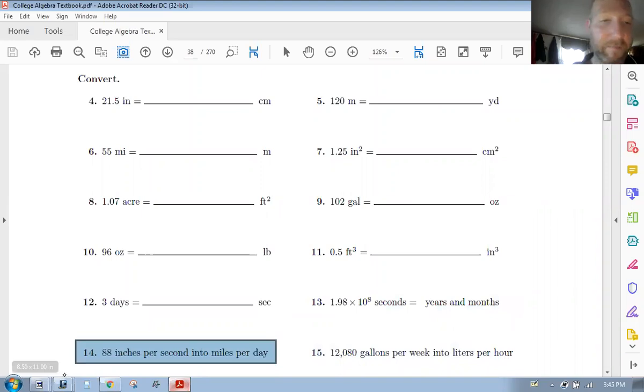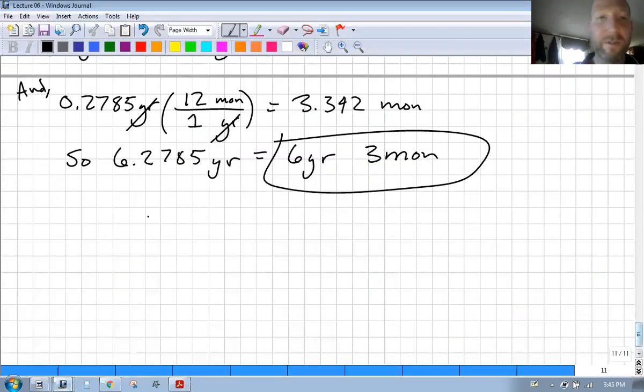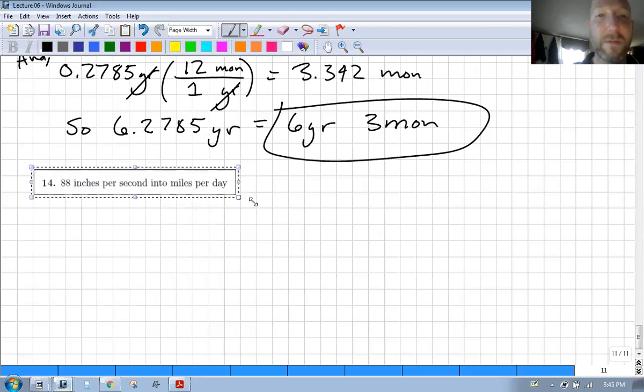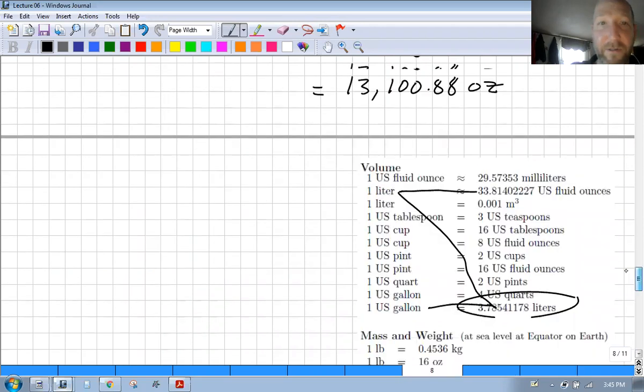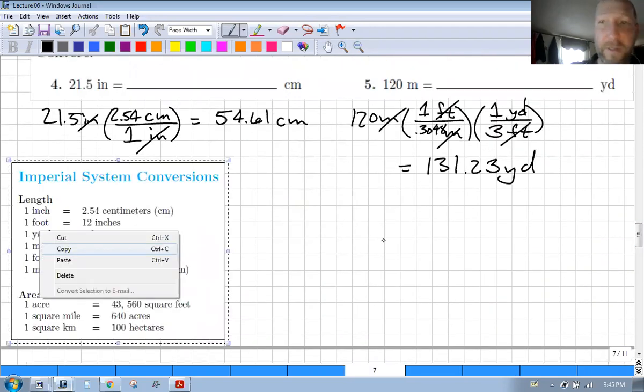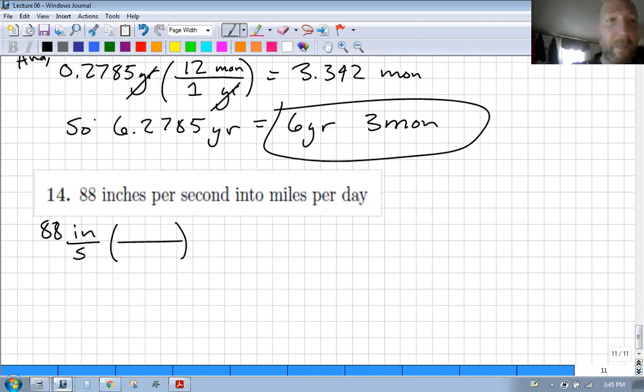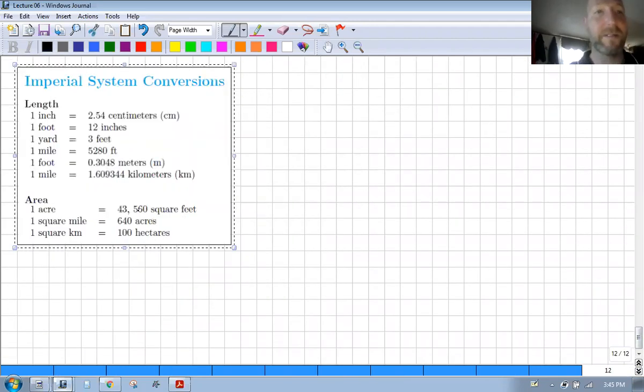Well, these are fun. Now we're going to do some conversions where it's not just one unit. We have 2 units. We have 88 inches per second, and we need to convert this into miles per day. So we need to convert inches into miles, and we need to convert these seconds into days. So you know how to do the inches. Let's find our conversion chart here first. There we go. Copy. Paste. If we're going from inches to miles, let's see.